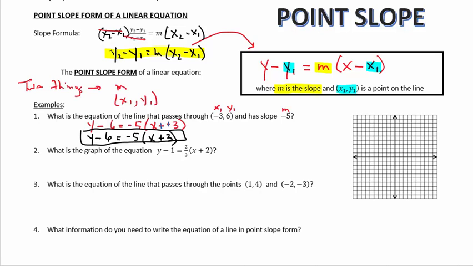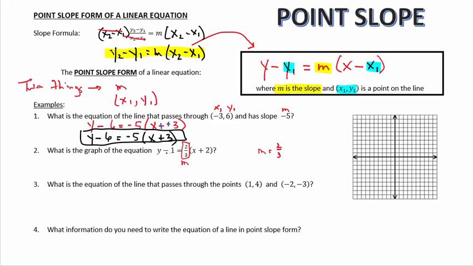The next example we're going to do is look at how we graph an equation in point-slope form. So let's look at that one. We're going to graph y minus 1 equals 2/3 times x plus 2. Remember, the 2/3, that's our m. That's a slope. That's not a point. It's how much our line leans.